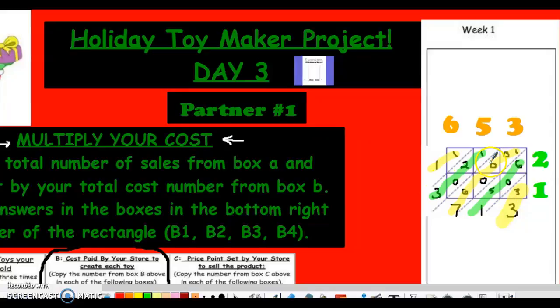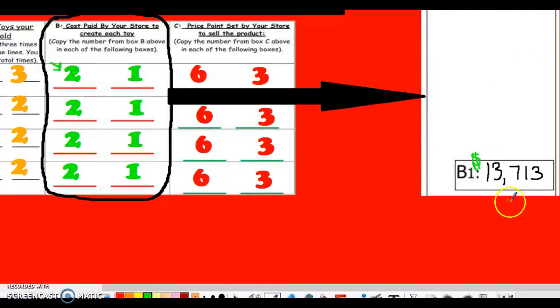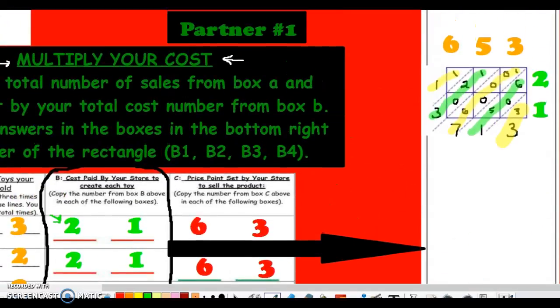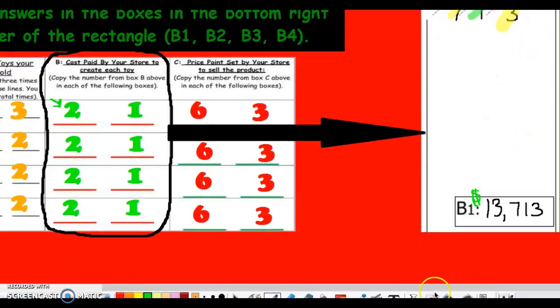And when you're totally done multiplying, you want to take your answer, which in this case is 13,713, and put it in your answer box. Keep in mind that we are dealing with dollars and cents, so you should have a dollar sign here as well. So in other words, it cost your company $13,713 to make the number of toys that you sold, which was 653. So if you sold 653 toys and it cost you $21, then it cost you $13,713 to make that toy for that week. And you repeat the same exact process for the other 3 weeks.